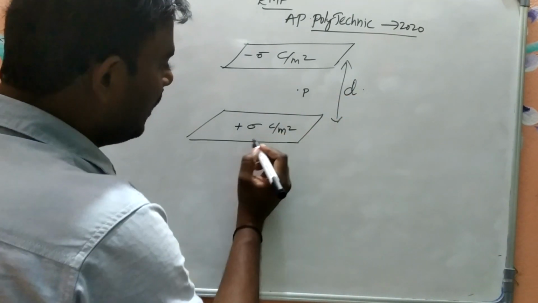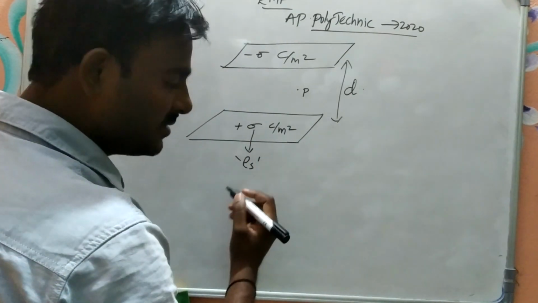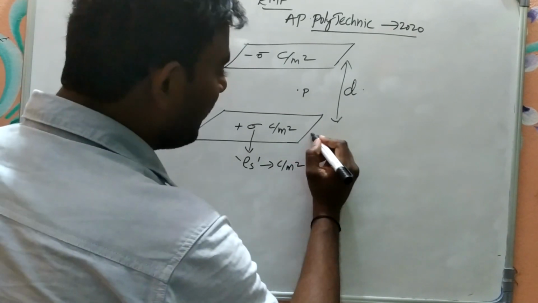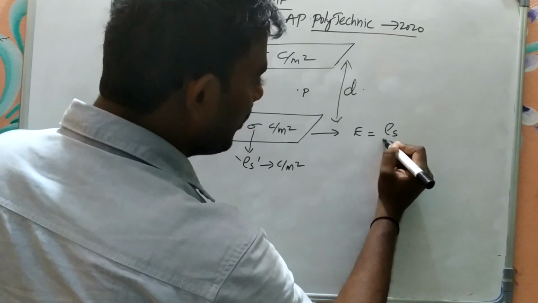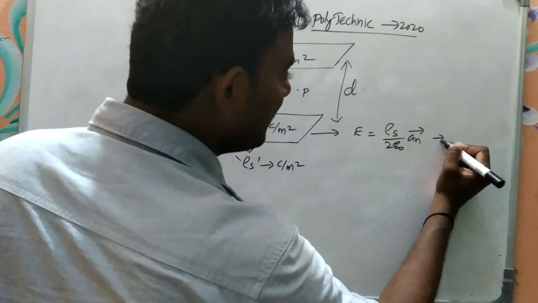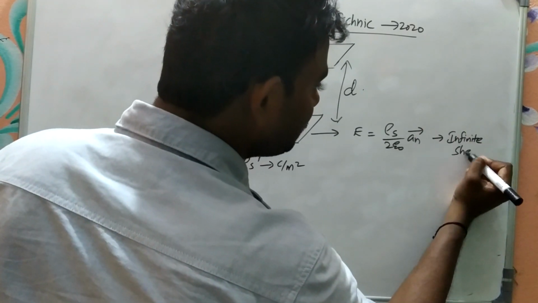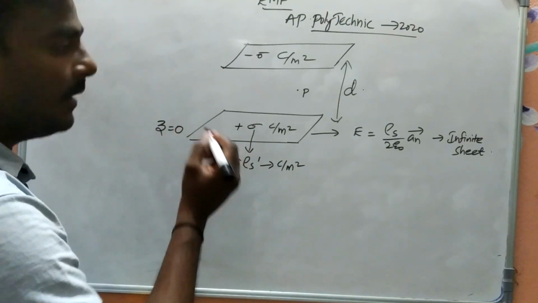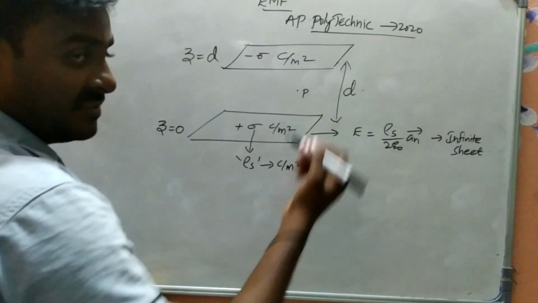So we know that this sigma is nothing but the surface charge density ρs, charge per unit area. Now for an infinite sheet, we know that the electric field intensity can be given by ρs by 2 epsilon naught an bar. For an infinite sheet, this is the expression for electric field intensity. Now, I am assuming that this sheet is at z is equal to 0 plane, and this sheet is at z is equal to d plane, as the separation is d.